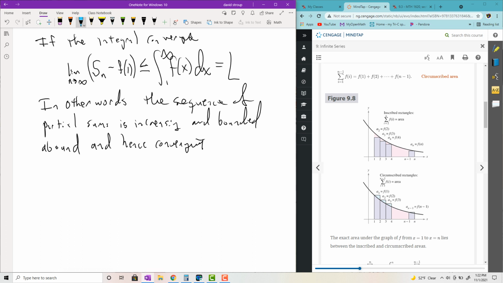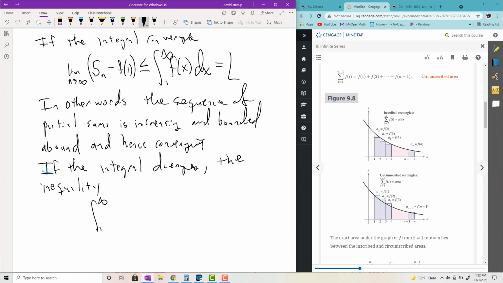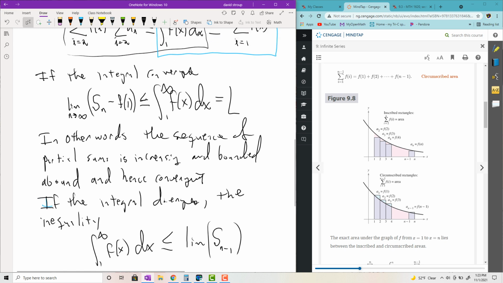Okay, so then on the other hand, let's write that out. If the integral diverges, we can rewrite the inequality here. Basically, the integral from 1 to infinity of f of x dx is below this limit of the partial sums, and it's technically not s sub n, it's s sub n minus 1, but it will have the same behavior as s sub n.